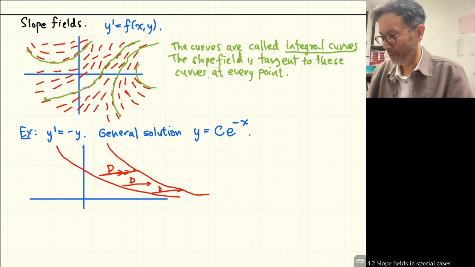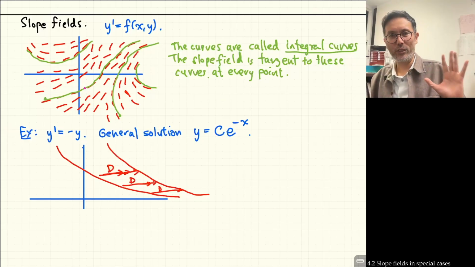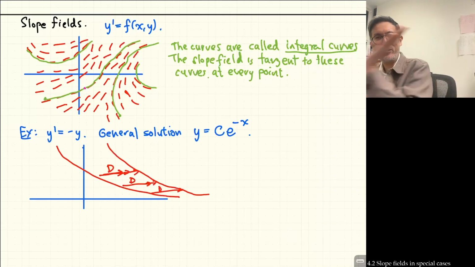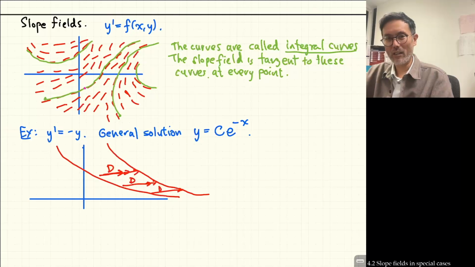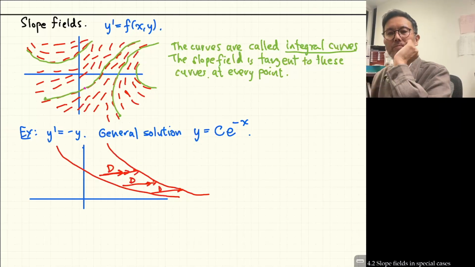I don't know what I'm doing anymore. But hopefully you understand what I'm saying here. I've shifted this curve here by d units horizontally.